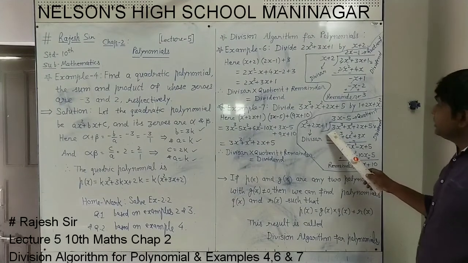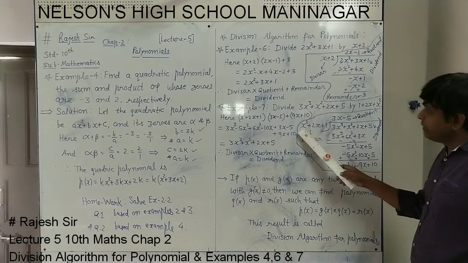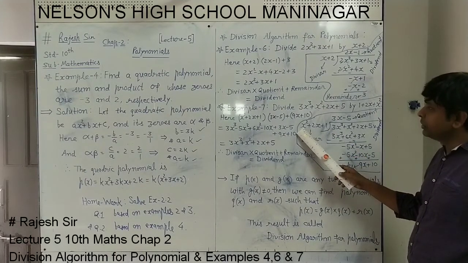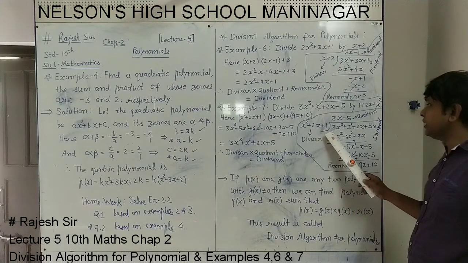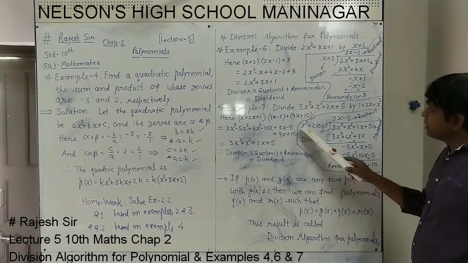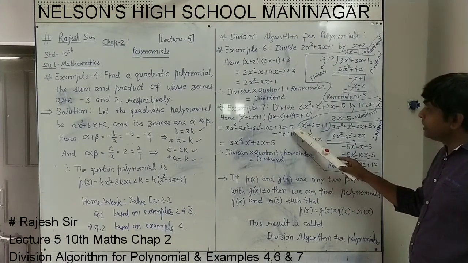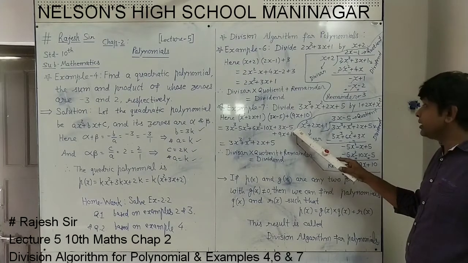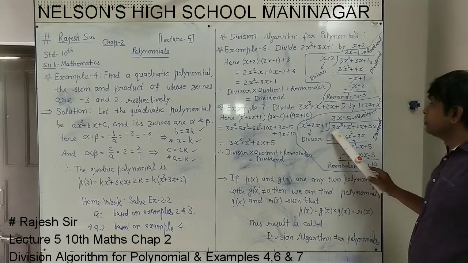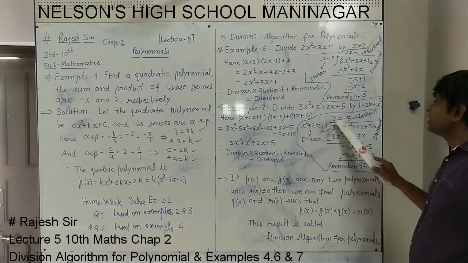Here we need 3x cubed. Here we have x squared. How much do I have to multiply in this x squared to get 3x cubed? So in this x squared I have to multiply 3x. If I multiply 3x, then I will get 3x cubed. So 3x I have to multiply, so 3x I have written.